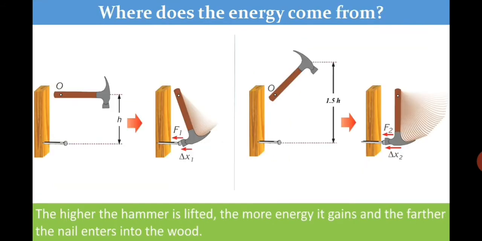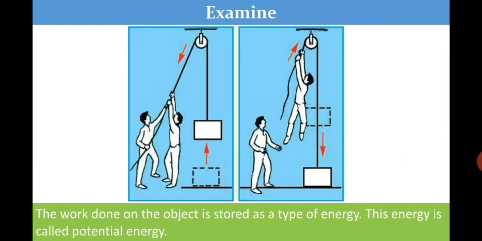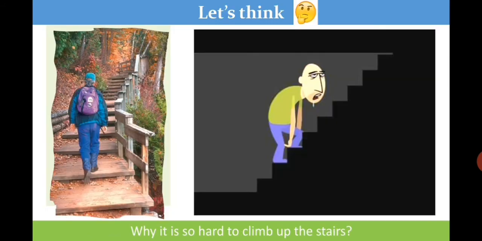Where does the energy come from? The higher the hammer is lifted, the more energy it gains, and the farther the nail enters into the wood. Examine. The work done on the object is stored as a type of energy. This energy is called potential energy. There are two types of potential energy.